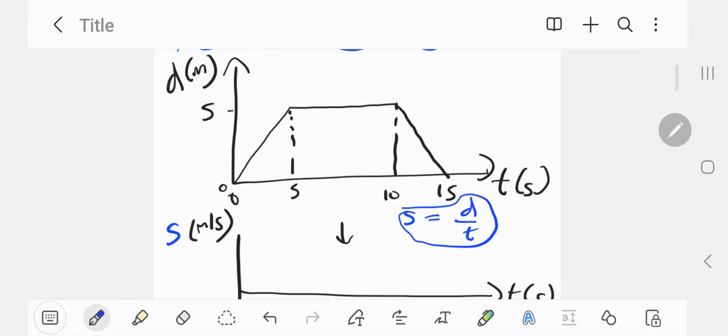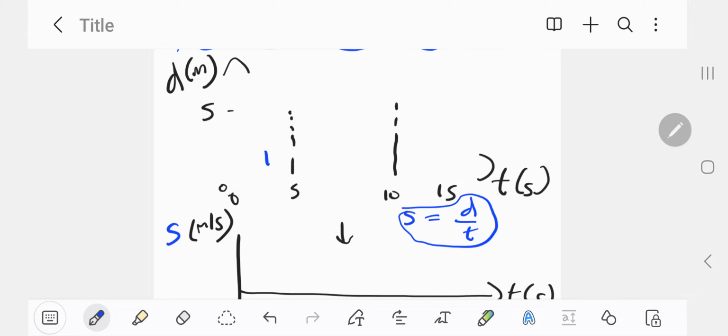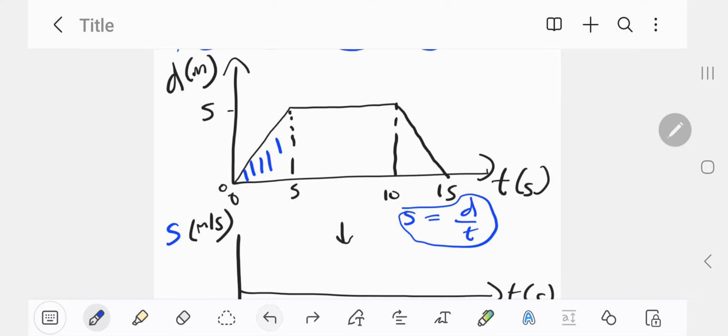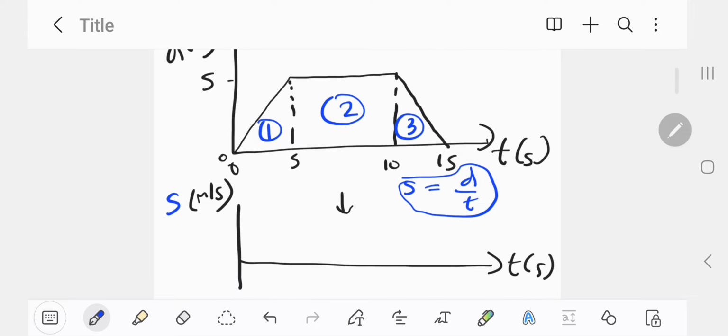Well, first things first, you always break up these graphs in terms of segments, in terms of chunks. I can see a chunk here. Let's call this 1. So that's a triangle here. I can see a rectangle 2, and I can see another triangle 3. That's your first step, break it up into chunks.